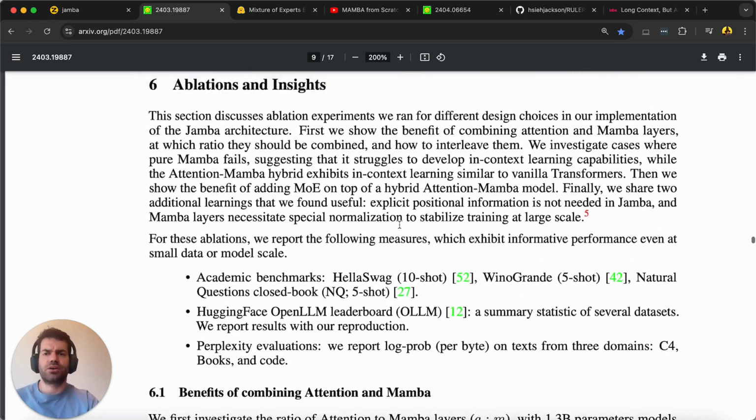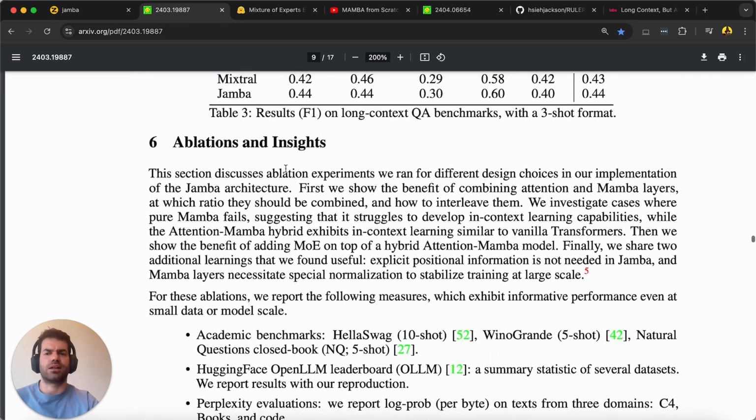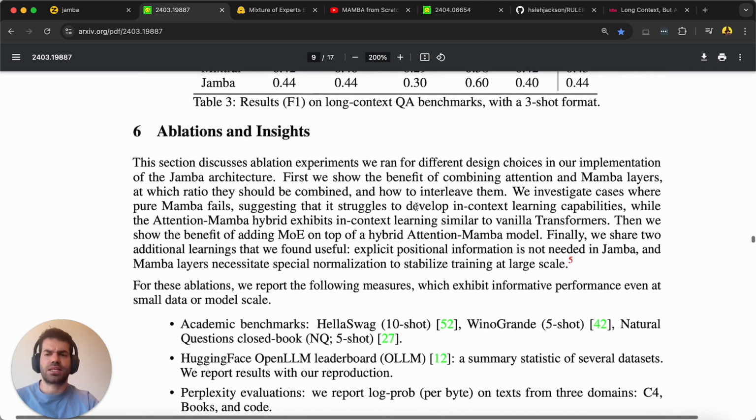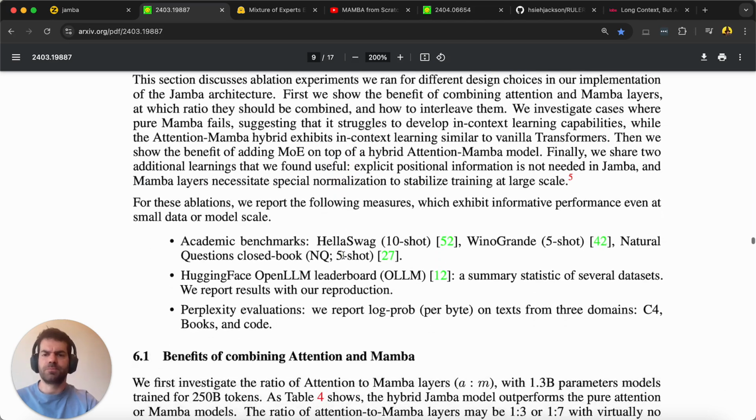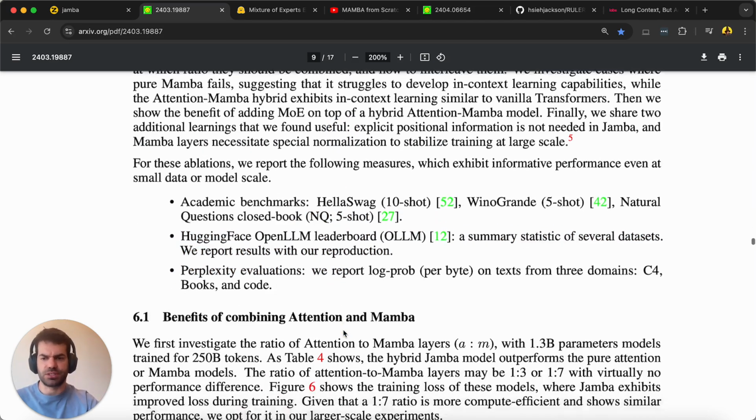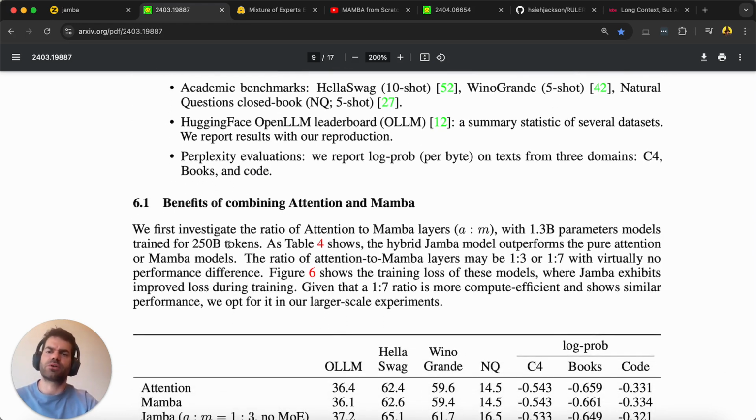And now you can see here in section 6, there are a lot of ablations and studies. So first of all, they're setting the scene here and really making sure different design choices show the benefit of combining both of them and so on. What do we want to do? What do we want to see? And some academic benchmarks that they used for these ablations. So the benefits of combining them.